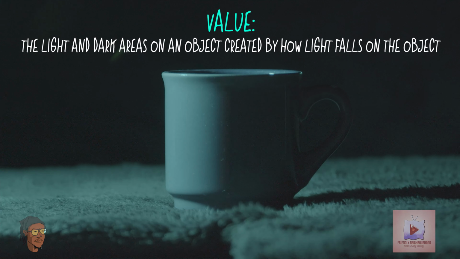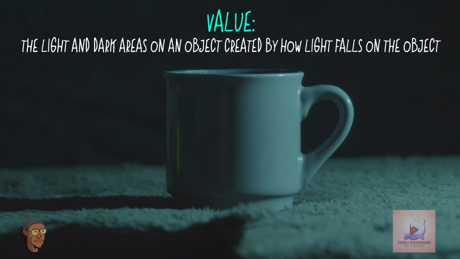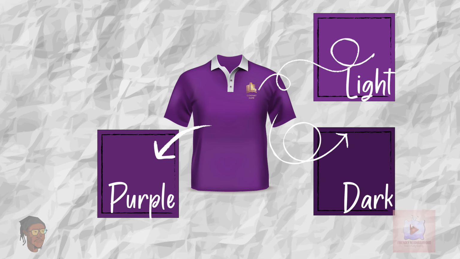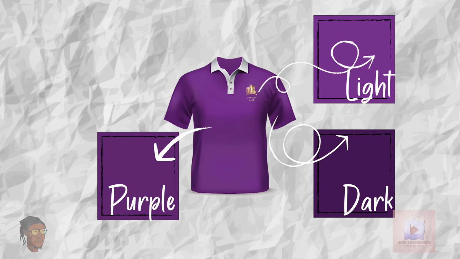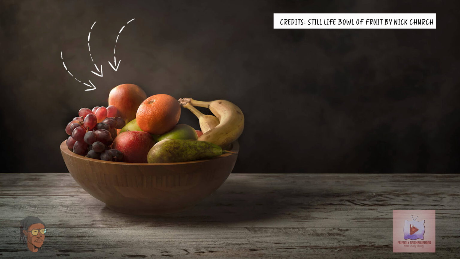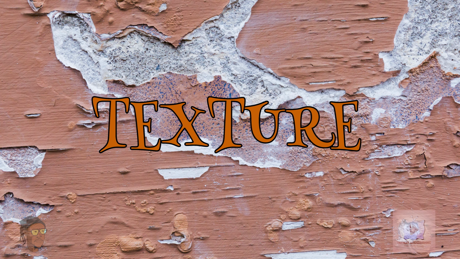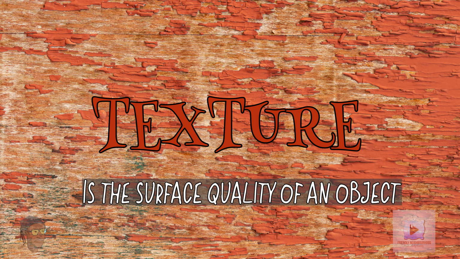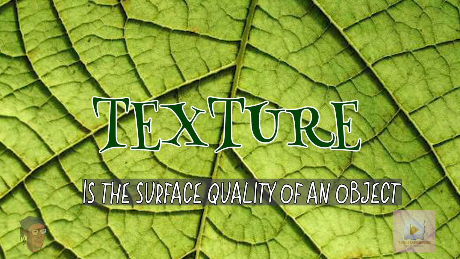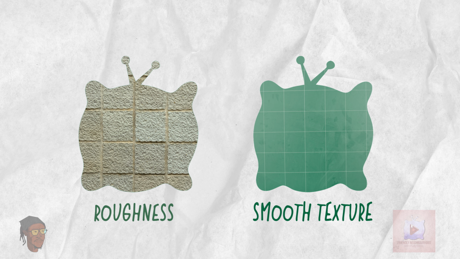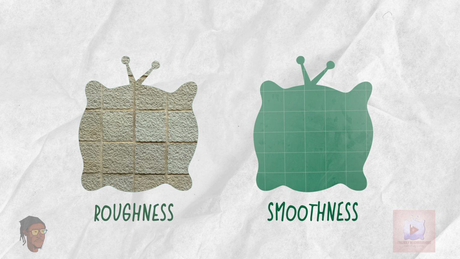Value. Value is the light and dark areas on an object created by how light falls on the object. When you are observing any object, you will notice that the tone of the color changes depending on the direction and intensity of the light. Texture. Texture is the surface quality of an object that can either be described as rough or smooth. In easier terms, texture is the roughness and smoothness of a surface.